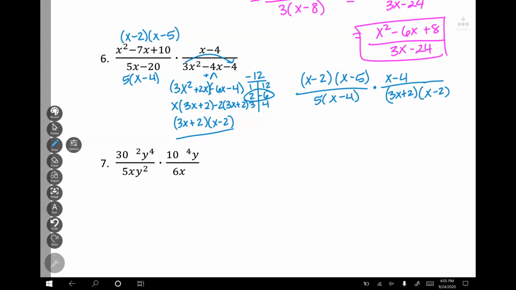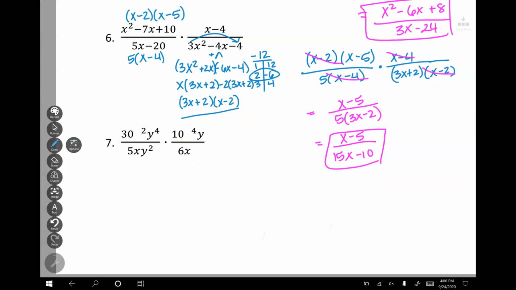All right, now we want to divide out anything that appears in the numerator and denominator. That would be x minus 2, x minus 2. Even though they're in different fractions, you can still divide those out. So x minus 4 and x minus 4. Sweet, so that leaves us with x minus 5 in the numerator, and then 5 times 3x minus 2 in the denominator. And you could go ahead and distribute that 5. And you're done.